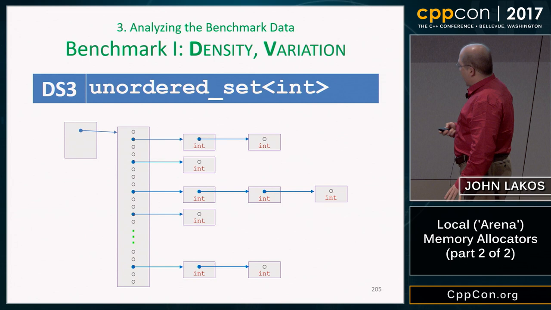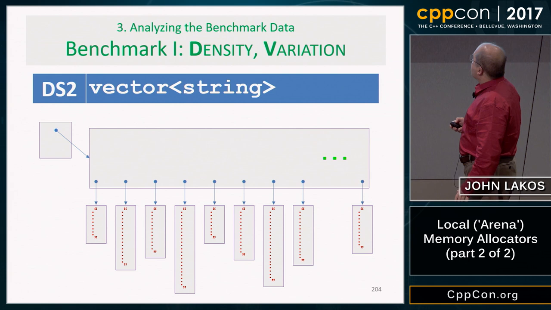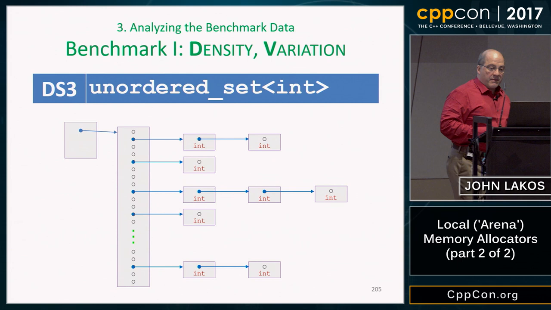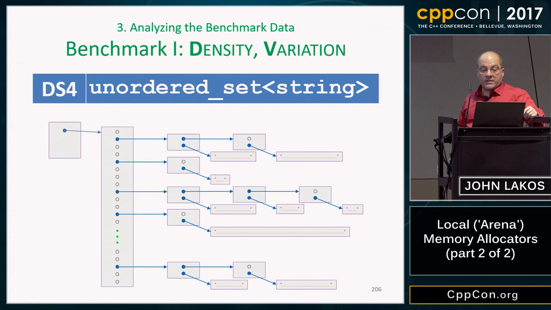This is a vector of string because we have the string objects and then we have the allocated string. Okay, the next one is an unordered set of int. And finally, we have an unordered set of string. I remember where I was when I drew these. These are not easy to draw and have them look like a kindergartner didn't draw them. So just saying. All right.